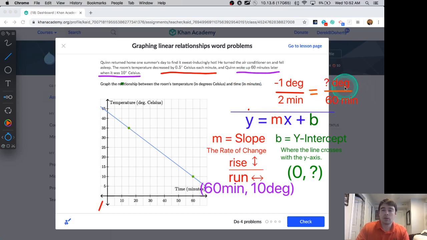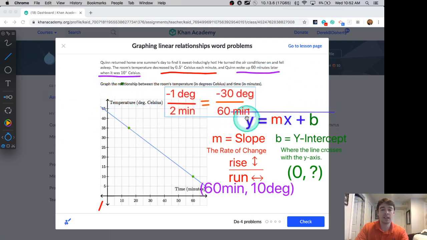And for me to figure that out, how many degrees do I lose every 60 minutes? I see that this needs to be multiplied by 30. 2 times 30 would be 60, so I can also multiply this by 30. I understand that losing 1 degree every 2 minutes is the same thing as losing 30 degrees every 60 minutes.